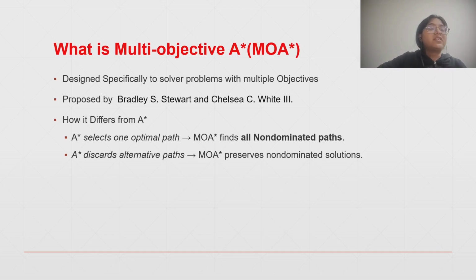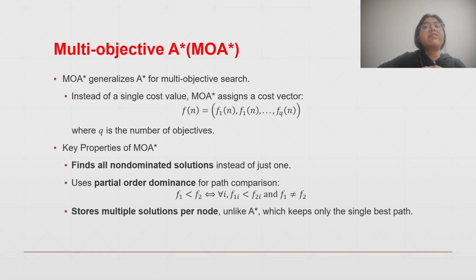Here we also discuss how it differs from A star. A star selects only one optimal path, whereas MOA star finds all non-dominating paths. A star discards alternative paths, whereas MOA star preserves non-dominating solutions. Now we have covered the basics of the introduction of MOA star. Let's move on to the algorithm itself.